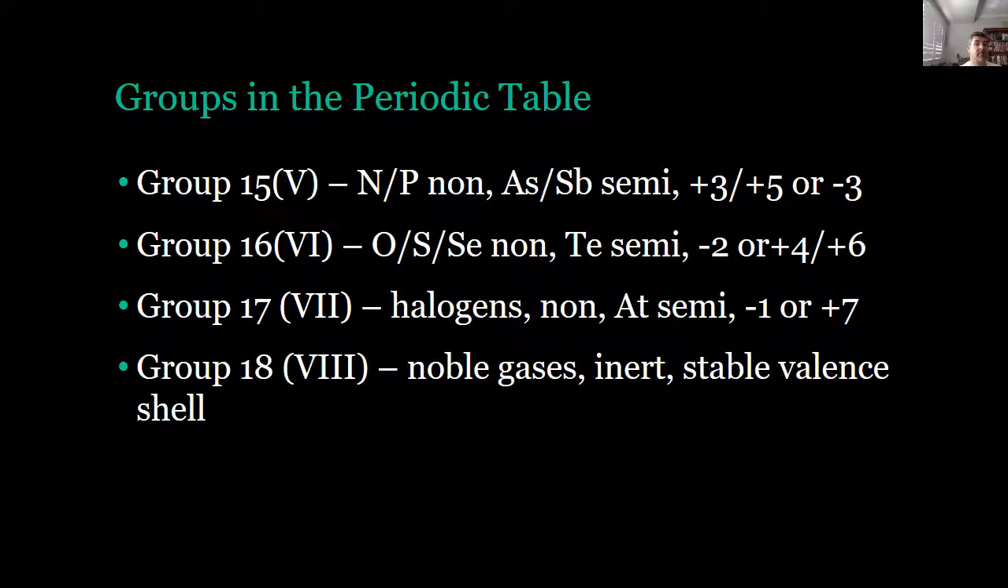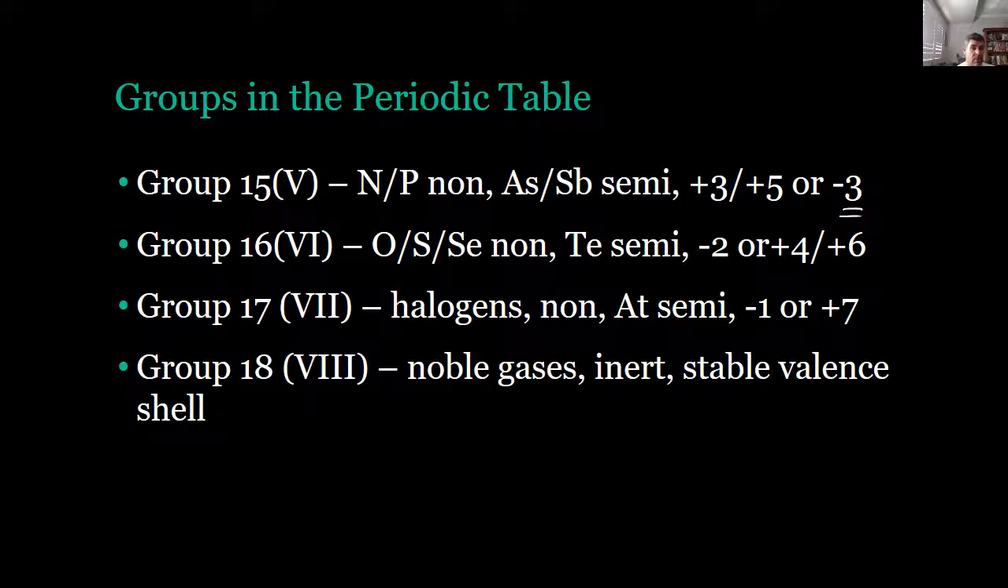Group 15, or group 5, contains nitrogen and phosphorus, which are both non-metals, and arsenic and antimony, which are semi-metals, and these have valencies of +3 or +5, depending on if they're acting as the cation, or also -3. They can form the anion in an ionic compound.